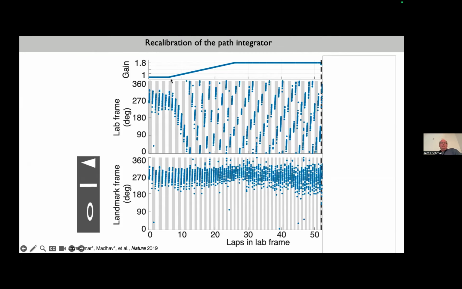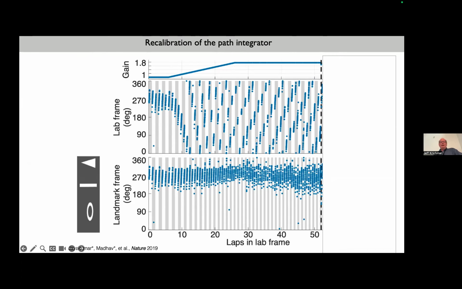Now, at this time, we start to ramp up the gain of these landmarks, as they're moving in the opposite direction, but faster and faster. And you can see that the place fields start to drift around until we reach our target of 1.8, and then we maintain that for a number of laps.